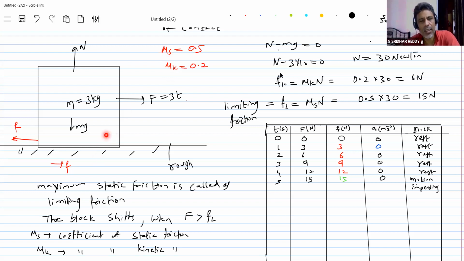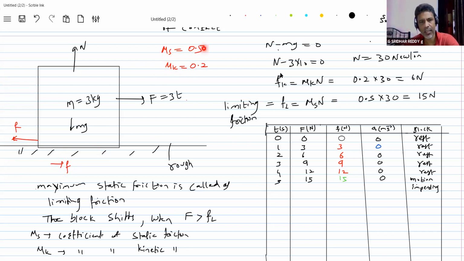If there's no relative motion, the interaction will be more, so mu s will be greater than mu k. If there's relative motion, the interaction will slightly decrease. So in some cases mu k will be less than mu s. In some cases, when there's no relative motion or relative motion between the surfaces, the interaction remains the same. In that case, we write mu s equal to mu k. It all depends upon the type of surfaces. But we'll never get any pair of surfaces where mu s is less than mu k.